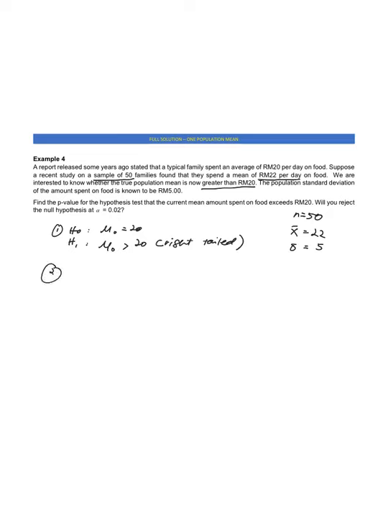The second step, calculate the test statistic. So we're going to use Z because we know the population standard deviation. So Z equals x bar 22 minus 20 over 5 over square root 50. So we get a value of Z equivalent to 2.828. And then proceed to find the probability value. The probability of Z greater than 2.828 is equivalent to 0.00233. Okay, now we already have the p-value.